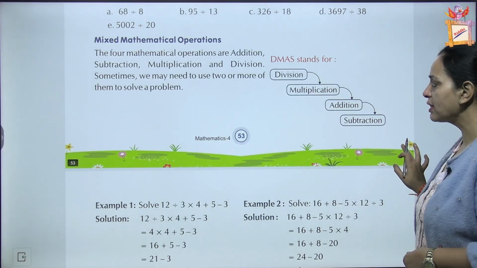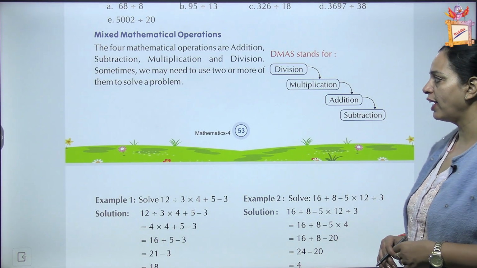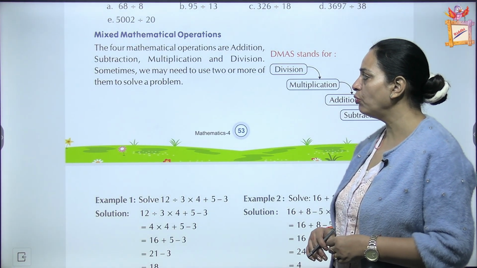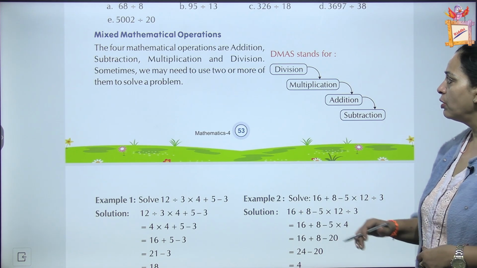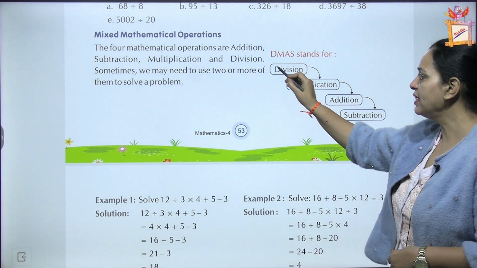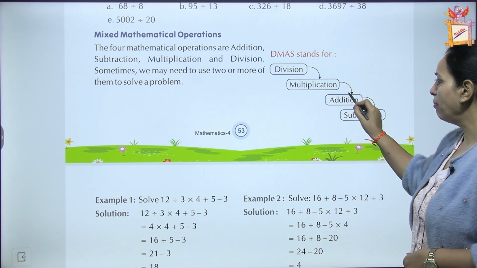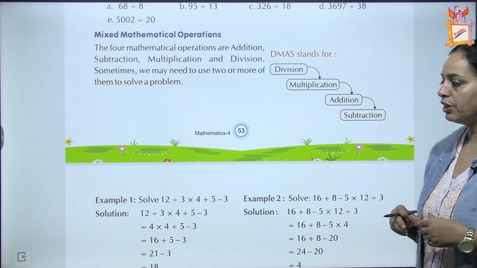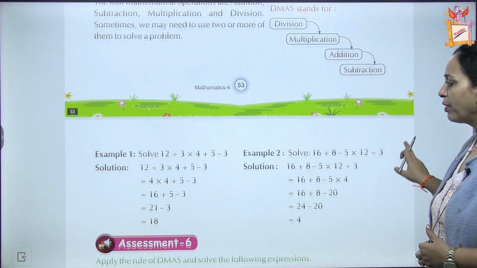Now we have mixed mathematical operations. The 4 mathematical operations are addition, subtraction, multiplication and division. Sometimes we may need to use 2 or more of them to solve a problem. So we use DMAS, D-M-A-S. D stands for division, M means multiplication, A means addition and S means subtraction. तो सबसे पहले हमें division करना है, फिर multiplication, फिर addition and then subtraction.